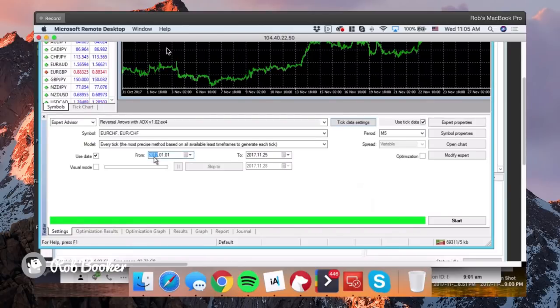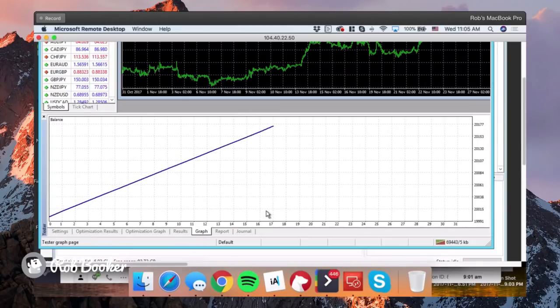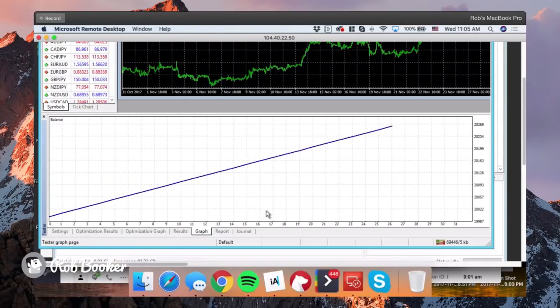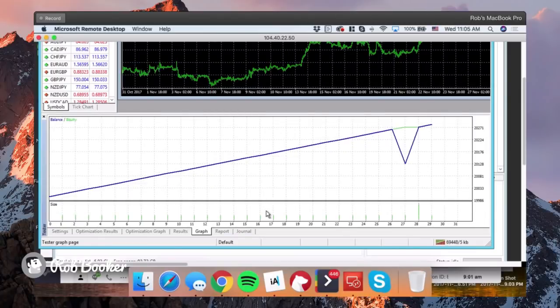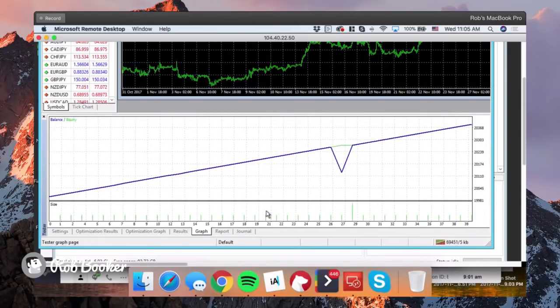I'm going to just test 2017 January to the present, to recent days. So I'll click Start, and we're going to use tick data, so we're going to get hopefully a 99% modeling quality when we run this test. And now the test is going. I like to sneak a peek at the graph as this test is going. So it looks like this trading system is working great, and then it goes into a little bit of a drawdown, but then corrects itself, and we get a profitable trade.